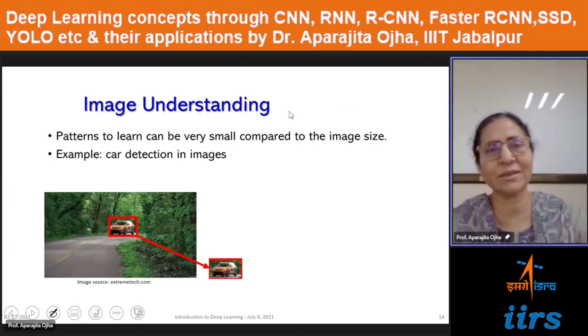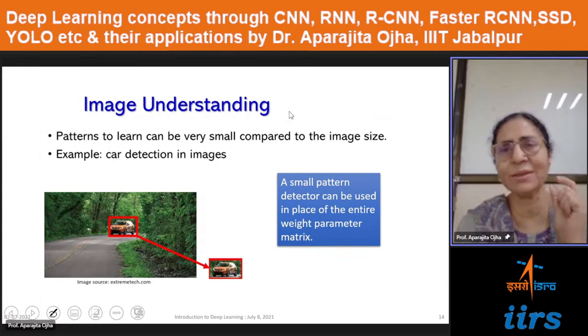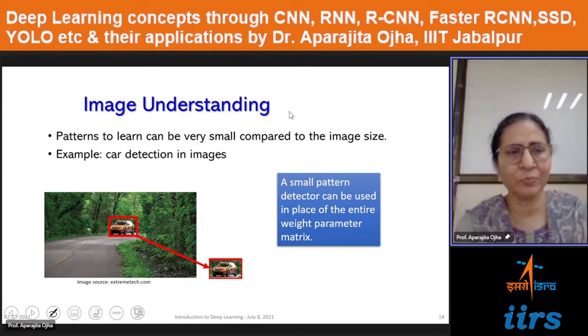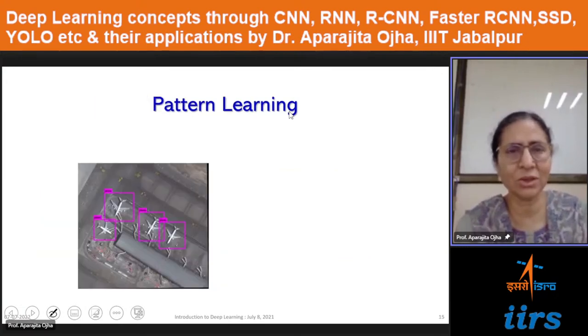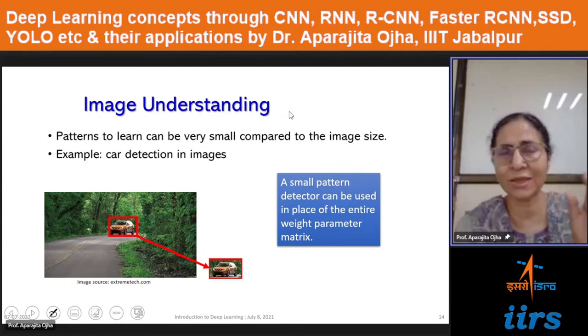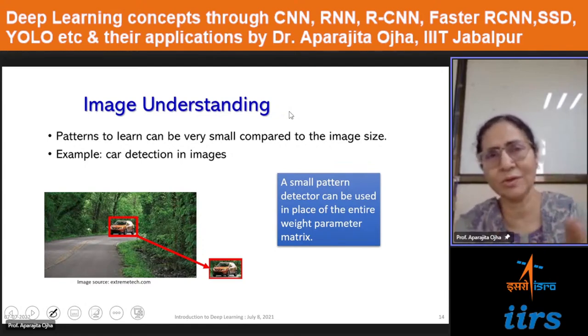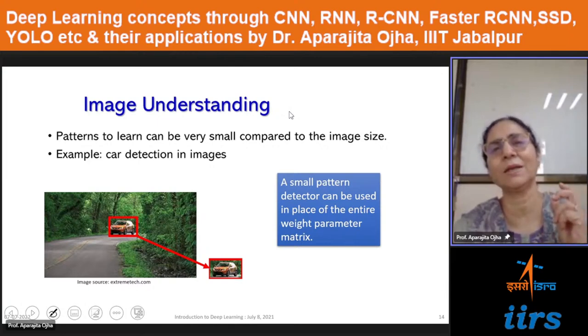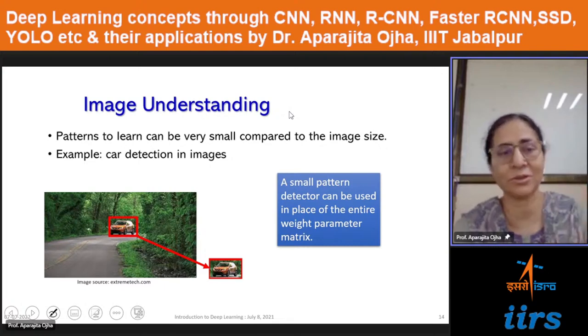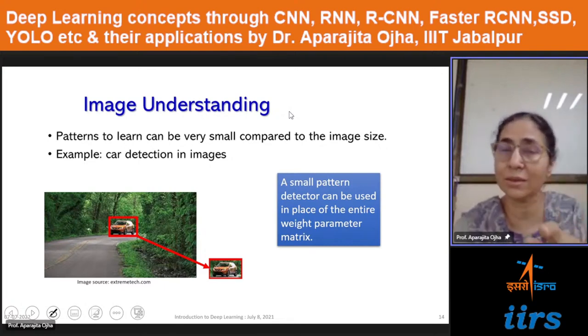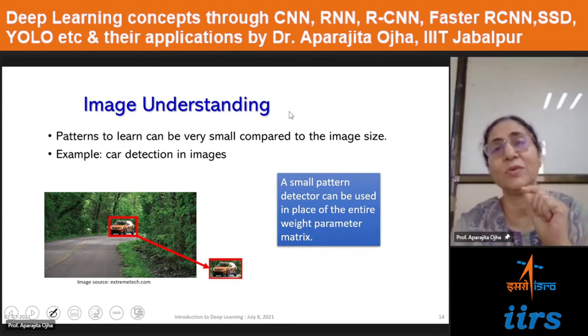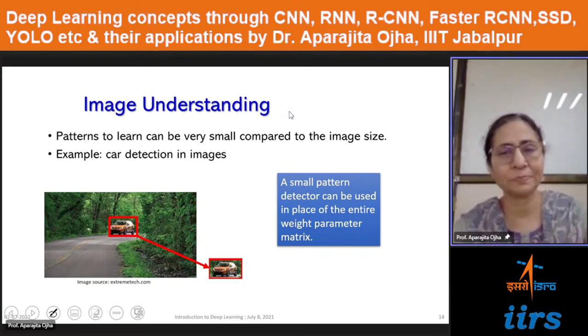So for example, let's take car detection in images. The car is very small, the image is huge. But a small pattern detector can be used in place of the entire weight parameter matrix, right? That was the reason we thought we would make use of filters that slide over the whole image, and then the CNN will be learning the patterns through the filters.